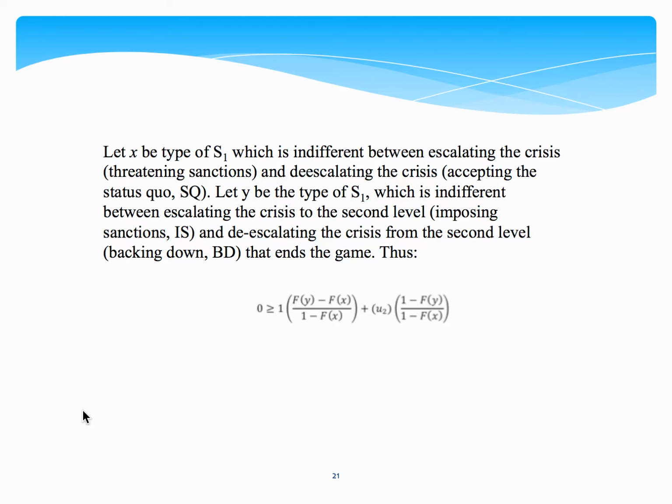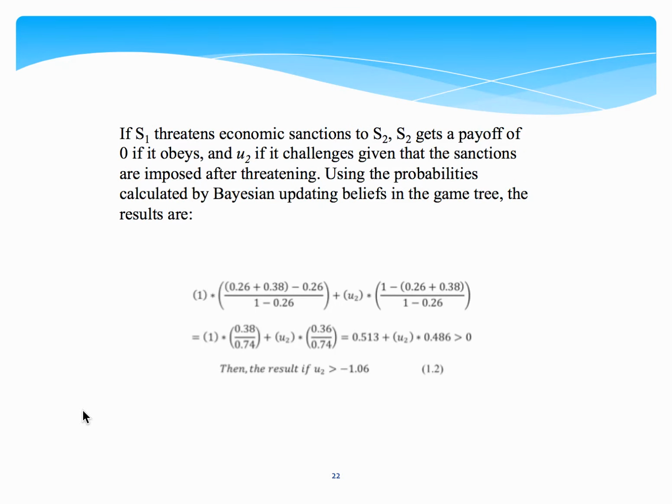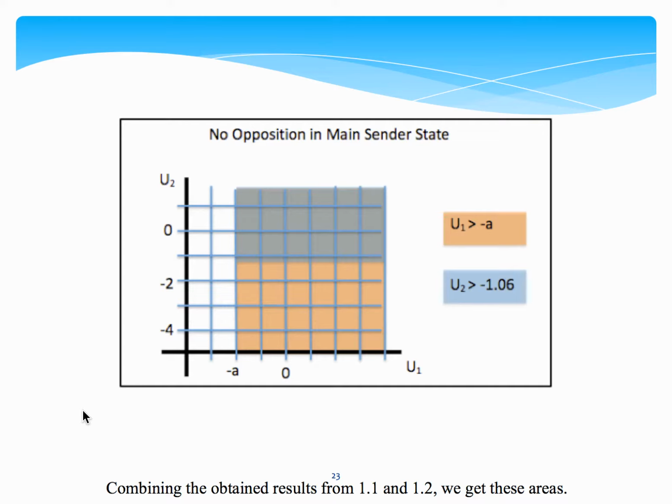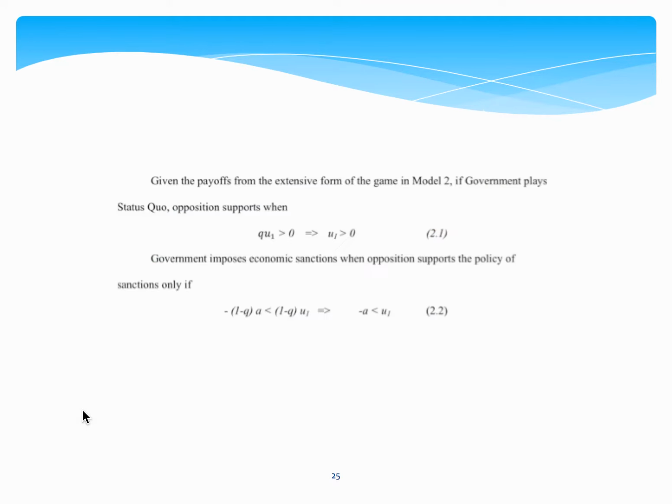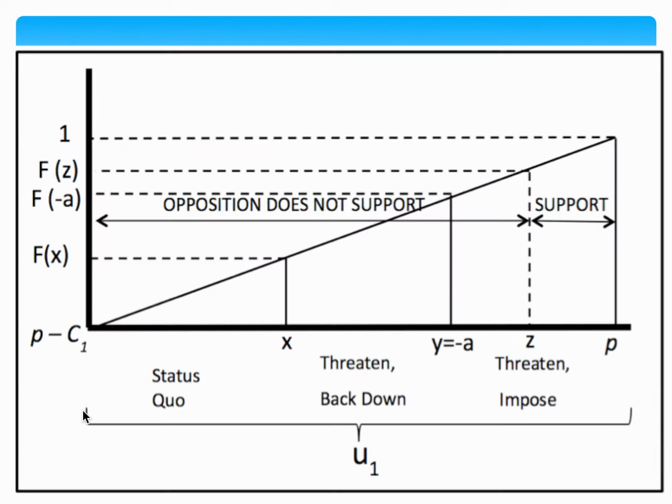And then I plug the values from the table, and then I got this chart that shows the payoffs for players. And here U1 is the payoff for first player sender, U2 is the payoff for the second player target. And this is the graph, payoffs graph for the case where there is no opposition. And here we introduced opposition, the second model, and we have the case where opposition supports and where opposition does not support in CDF table.